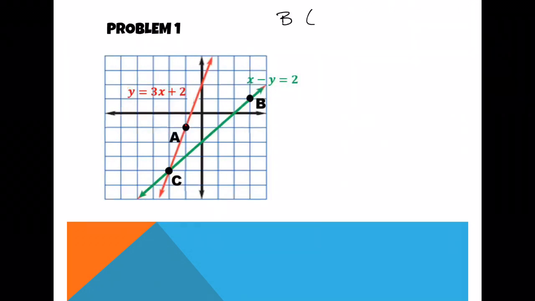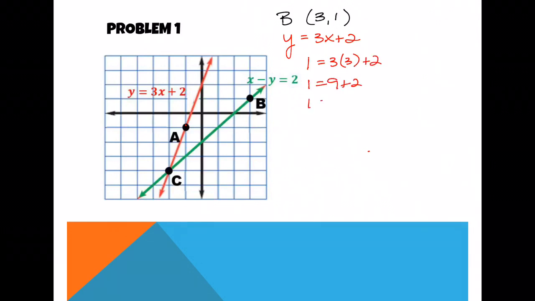So you should have figured out that the point B is the ordered pair (3, 1). Let's first substitute that into the first equation, the red equation, y equals 3x plus 2. So we'll substitute in 3 for x and 1 for y. So 1 equals 3 times 3 plus 2. 1 equals 9 plus 2, or 1 equals 11. Not true. All right, let's try again for the green line, the equation x minus y equals 2. Again, we're substituting in 3 for x and 1 for y. So that's 3 minus 1 equals 2, or 2 equals 2.